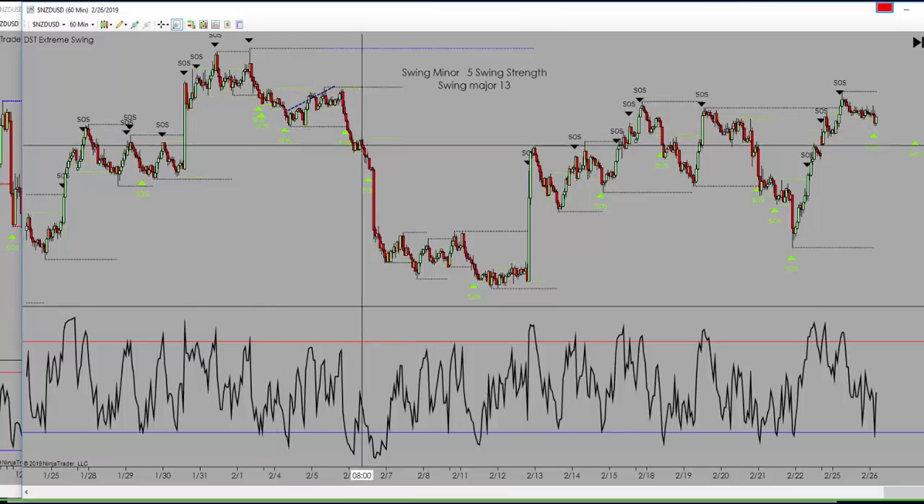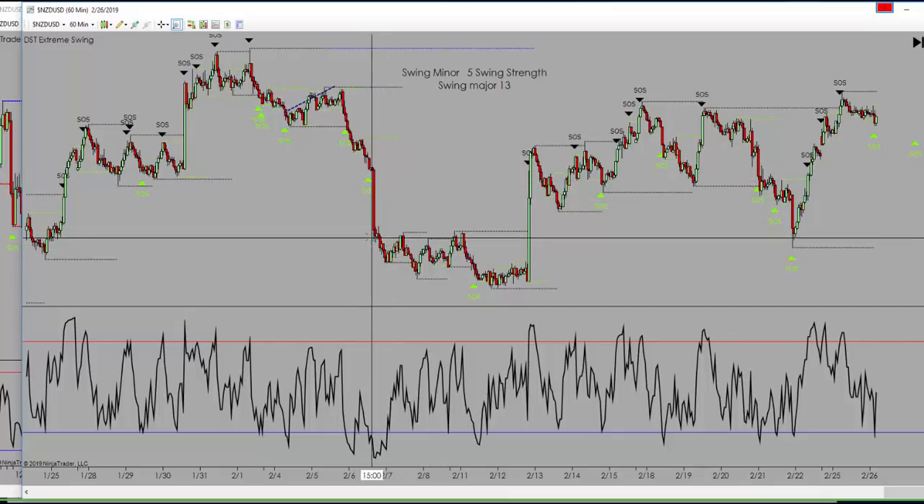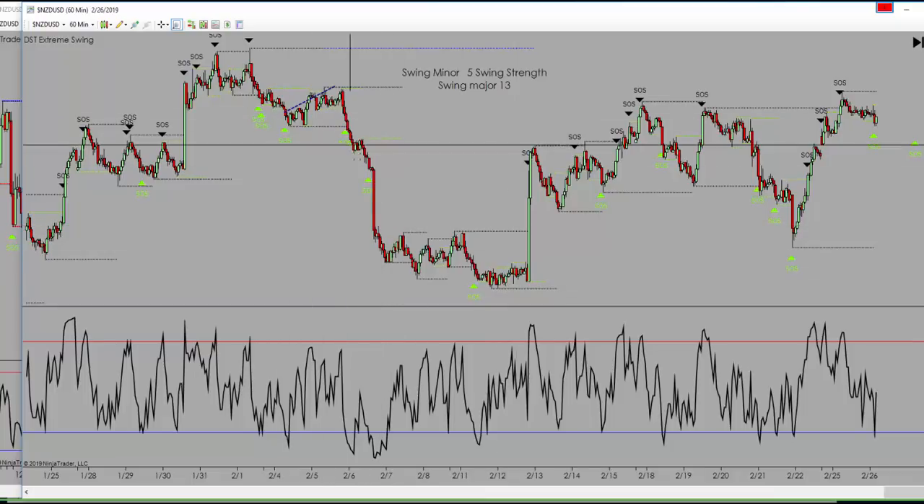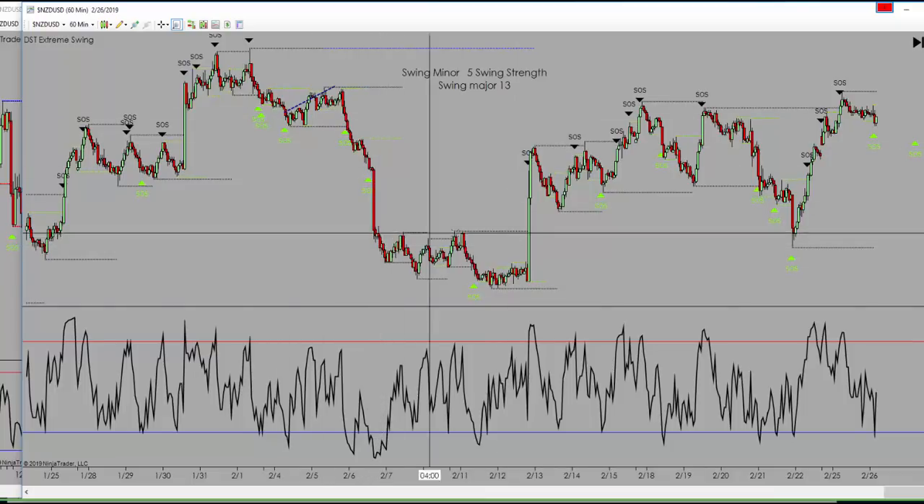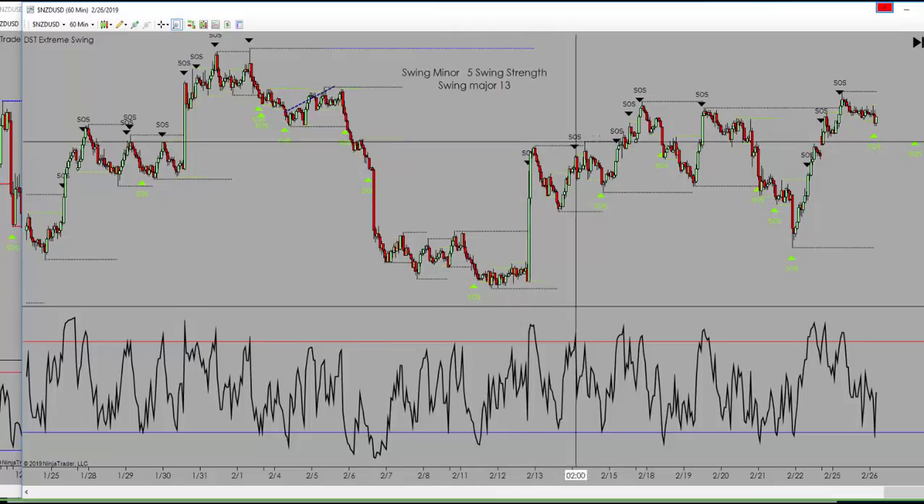Again, what happens when we break below, close below? Acceleration. And then after we accelerate, what happens? We consolidate. Market expansion leads to market contraction. Market expansion leads to contraction.